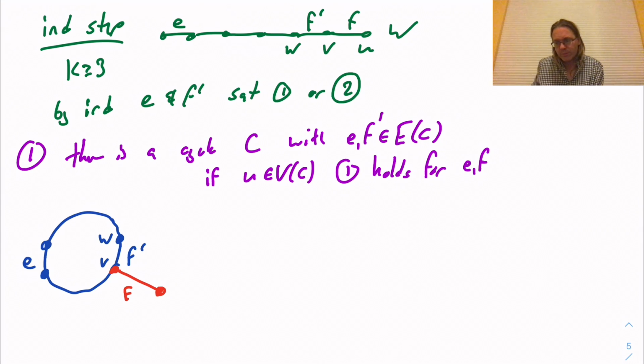Now, maybe once more, I'll say, if you want to pause and think how you would proceed from here, it's probably a good thing to try. So if you want to just pause the video for a moment and think what you would do next. How am I going to try to either find a cycle using E and F or find a 1 separation? And I'll give you just a sec to pause the video.